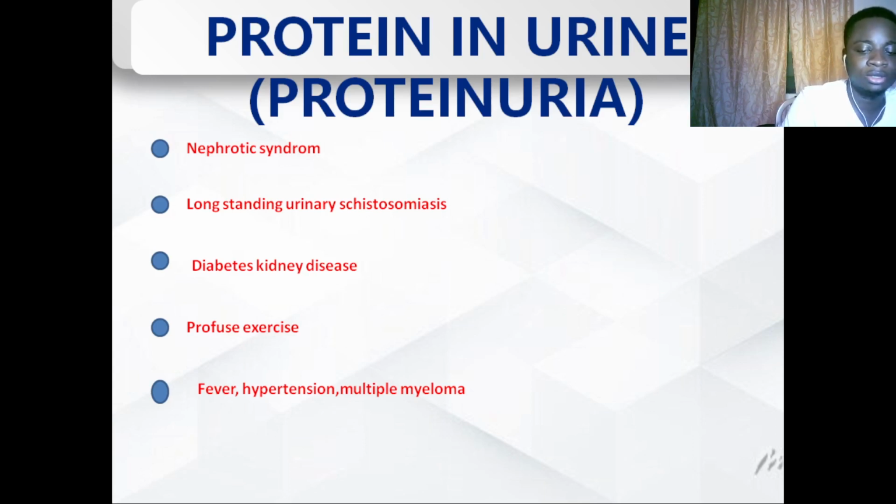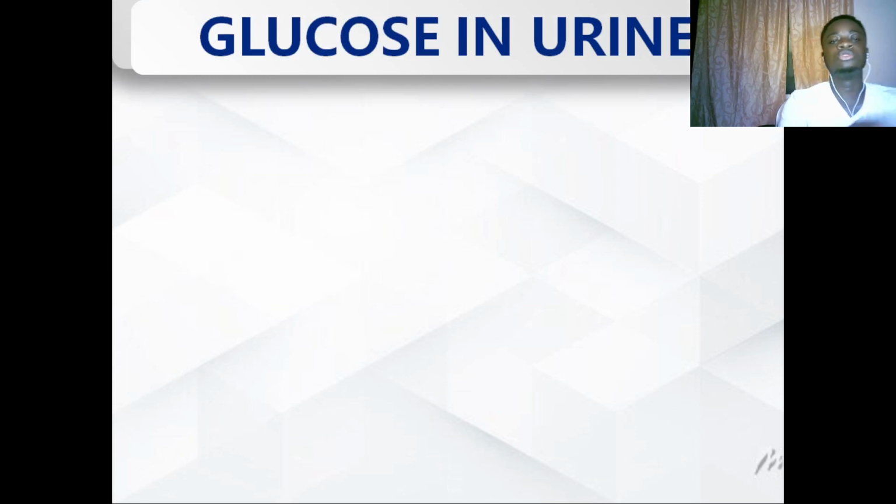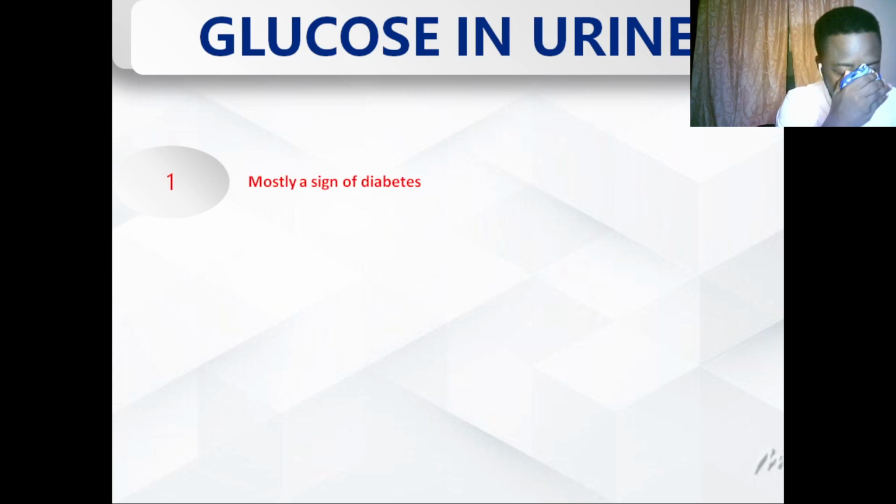Very important. Now, what may cause glucose in urine? Of course, we established from the anatomy that during urine formation, glucose is reabsorbed. So, what will cause glucose to be seen in urine? One common example that we all know is what? Yes. Okay, so when you see glucose in urine, it's a sign of diabetes. That is a common test that we use in most labs to confirm diabetes, glucose in urine.